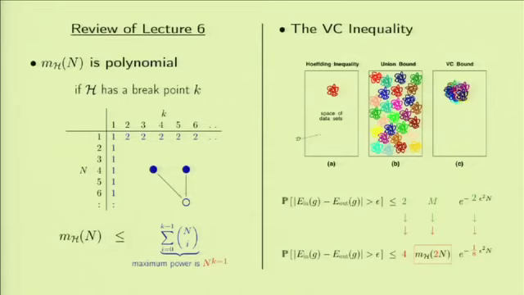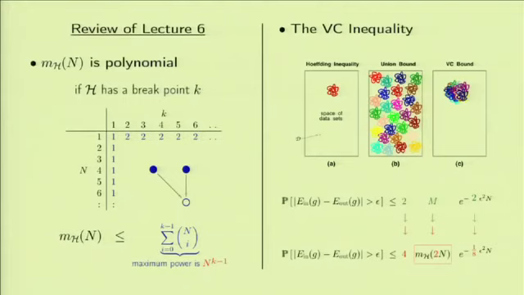Welcome back. Last time, we introduced the main result in learning theory, and there were two parts. The first part is to get a handle on the growth function, m sub H of N, which characterizes the hypothesis set H. And the way we got a handle on it is by introducing the idea of a breakpoint and then bounding the growth function in terms of a formula that depends on that breakpoint.